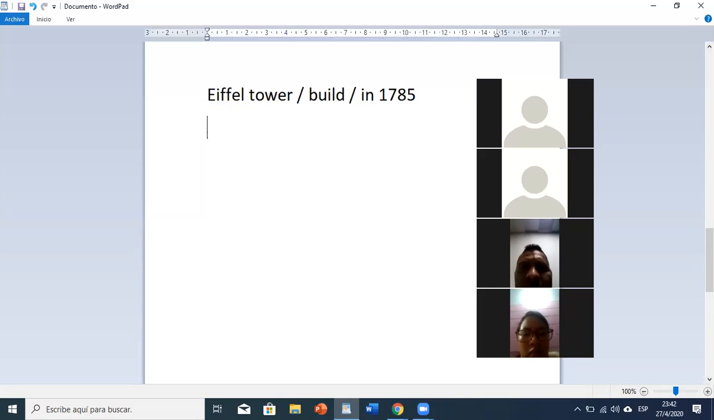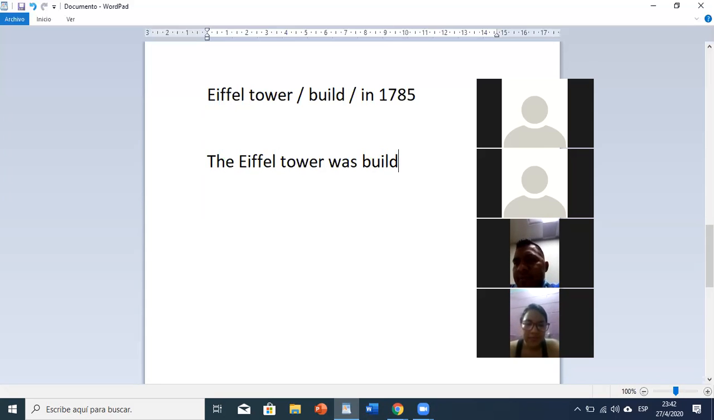In 1785 was built Eiffel Tower. We're going to start with the object. What's the object to begin with? Eiffel Tower. Let's begin the sentence with this. Was built, Eiffel Tower. Was built, like this, with a T. Exactly. Was built. That's it. In 1785. So first of all, you have to complete the sentence in the passive voice, all right?